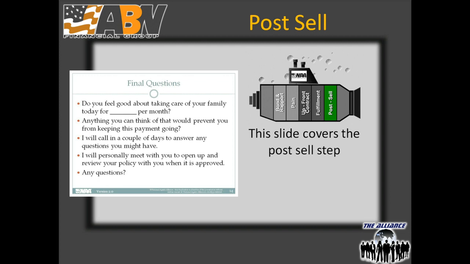But then the final questions. This is the post-sale slide, and this is common between both the final expense and the mortgage protection ATM. And these are the questions. Do you feel good about taking care of your family today for $92 per month or $175 per month or $25 per month, whatever it is? We're trying to explore that they're comfortable making this payment for the long haul. Again, we further drill it down. Anything you can think of that would prevent you from keeping this payment going, etc.